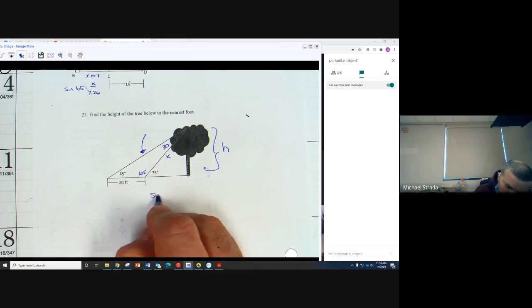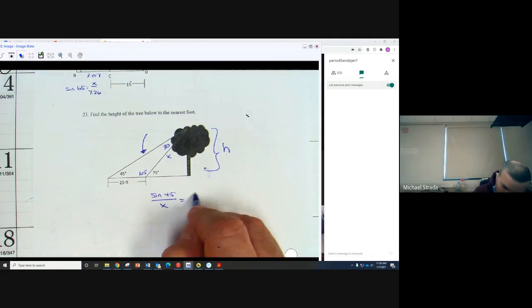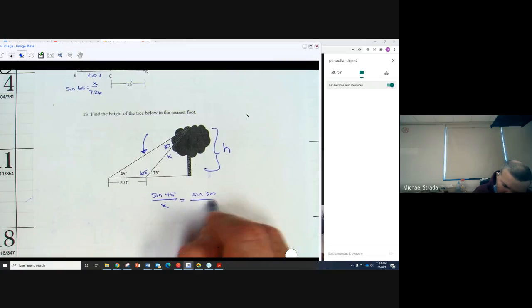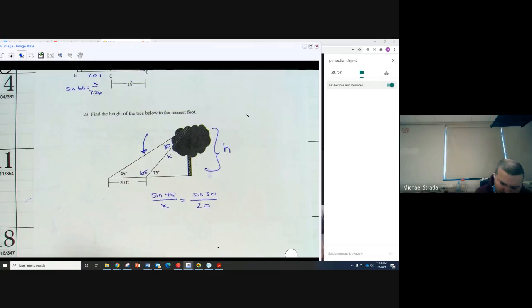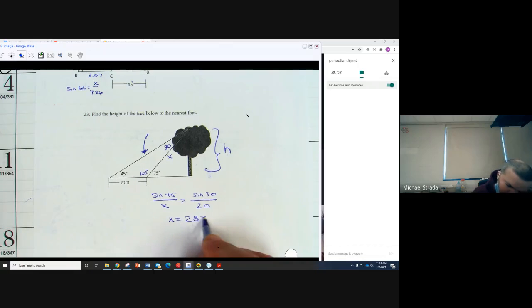The sine 45 over x equals sine 30 over 20. The 20 is opposite the 30. I'm going to cross multiply 20 sine 45 divided by sine 30. X is 28.3.